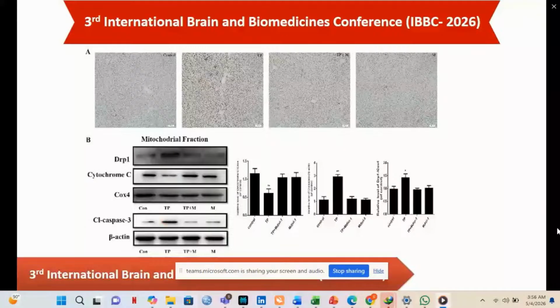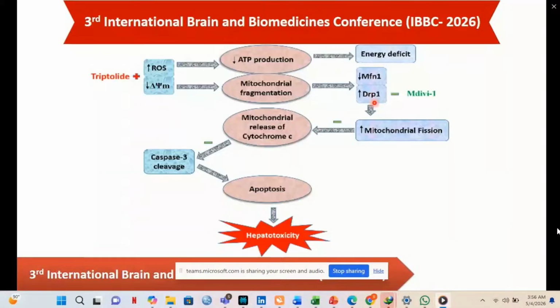This is the graphical abstract of my study. Here you can see that there is an increase in ROS production and there is mitochondrial depolarization. Triptolide has caused a decrease in ATP production and mitochondrial fragmentation. There is an energy deficit. MFN1 level is decreased. DRP1 level is increased. The DRP1 level shows that there is an increase in mitochondrial fission, which causes release of cytochrome C from the mitochondria, which causes activation of caspase, and there is apoptosis.